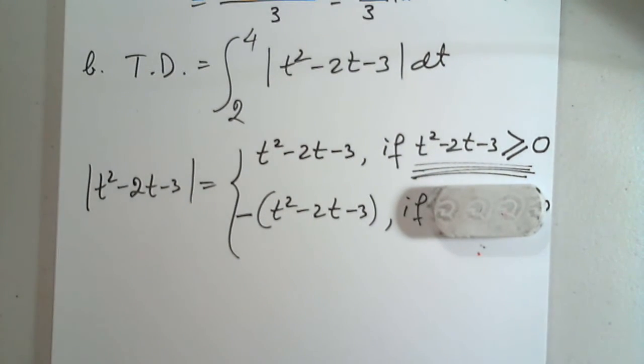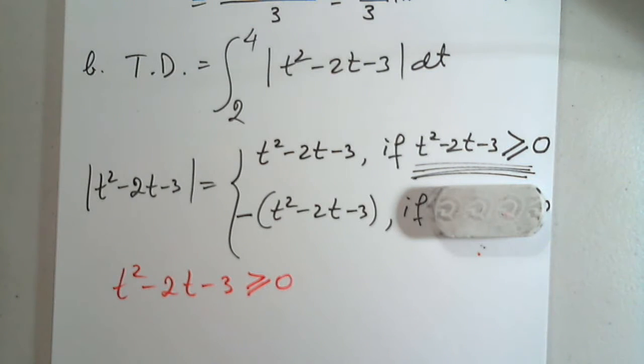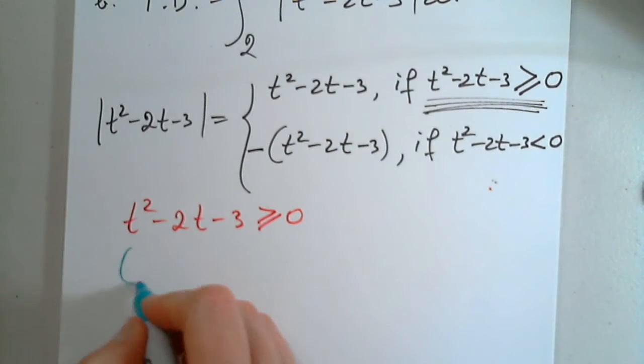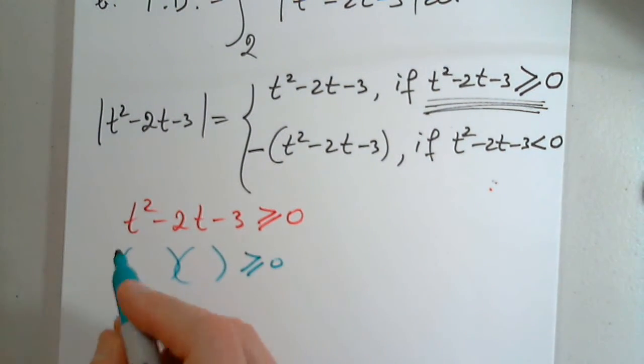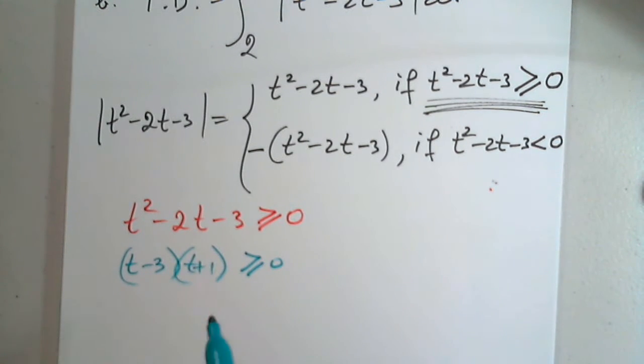So what type of inequality is this? Anyone would like to tell us? Anyone? Quadratic. Thank you very much. Awesome. It is quadratic. We have to factor it into t minus 3 and t plus 1.